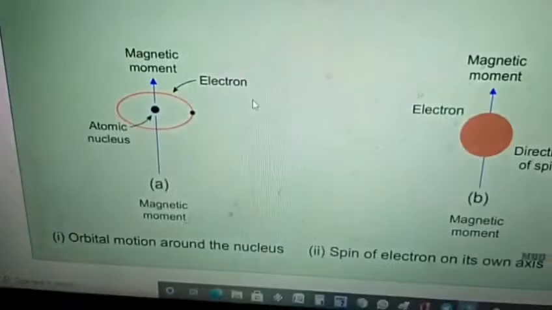On the basis of their magnetic properties, substances can be classified into 5 types. Those are paramagnetic, diamagnetic, ferromagnetic, antiferromagnetic and ferrimagnetic substances. So what is meant by paramagnetic substances? Paramagnetic substances are substances which are weakly attracted by a magnetic field.